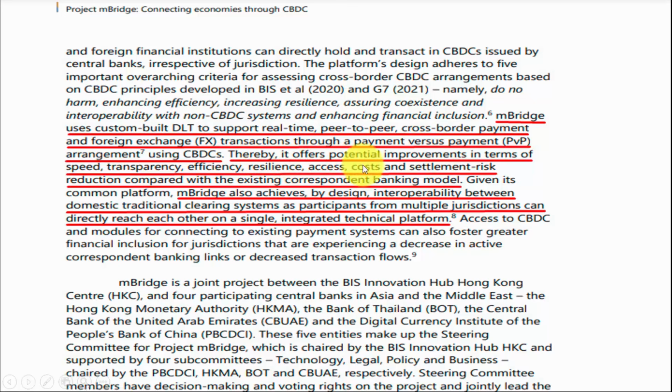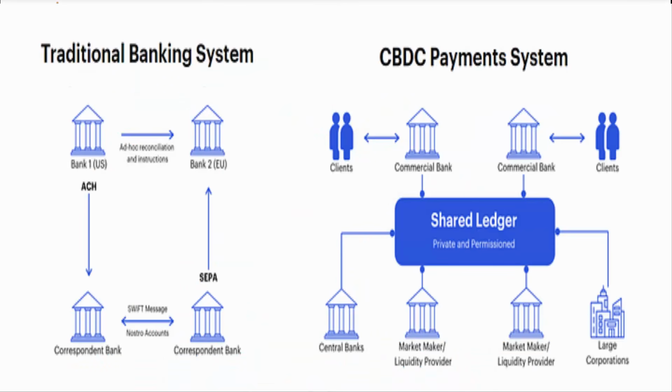Okay, so thereby it offers potential improvements in terms of speed, transparency, efficiency, resilience, access, costs, and settlement risk reduction compared with the existing correspondent banking model. So they're comparing Project mBridge to the correspondent banking model and how the correspondent banking model works with Nostro, Vostro accounts and so on. And they're saying the Project mBridge solution with cross-border payments, peer-to-peer, doing payment versus payment arrangements using CBDCs is a much better improvement than the correspondent banking model.